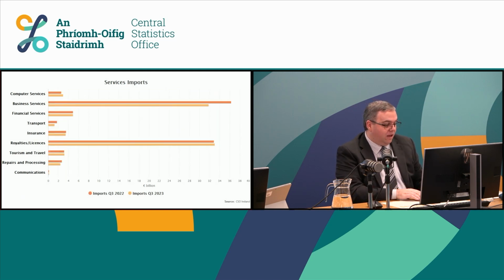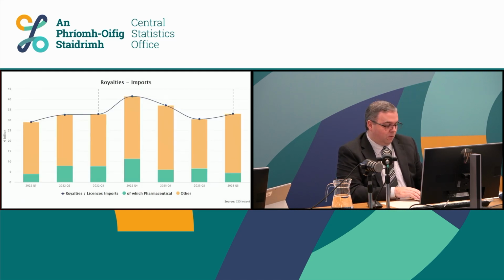On the import side, we have an overall decrease of 4.5 billion on the same quarter last year, with that largely driven by the business services decrease of 4.5 billion. Within this, R&D has decreased by 3.3 billion, while miscellaneous business services have decreased by 1.1 billion. Royalties are up just 136 million on the same quarter last year. So we can see that the decrease in imports is largely driven by the decrease in business services, which is mainly driven by R&D.